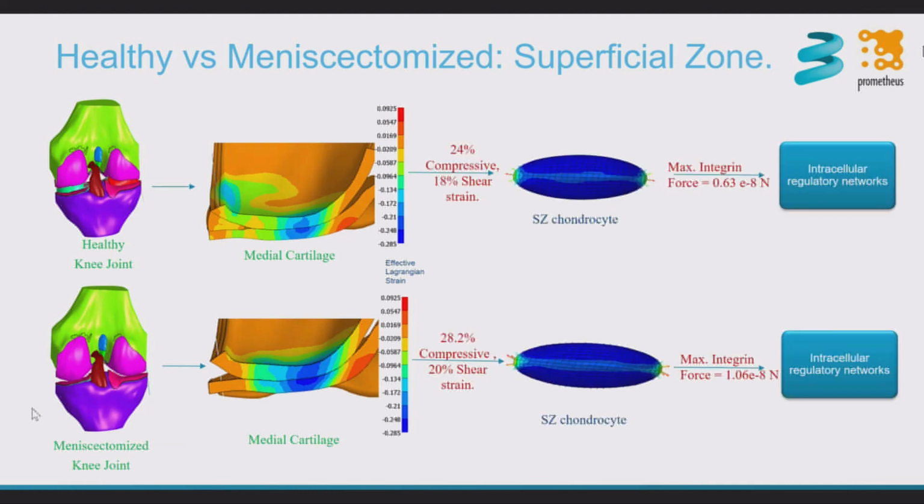And of course, this will have an effect on the loading that the chondrocytes feel. And this will be different for the chondrocytes in the superficial layer, the closest to the surface, or in the deep zone. And I will just show you what happens in the superficial zone.